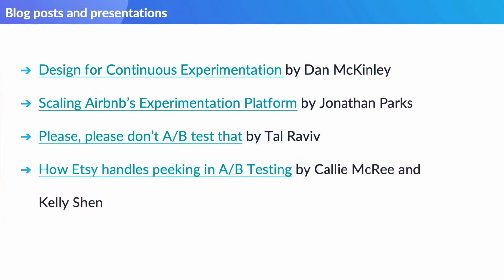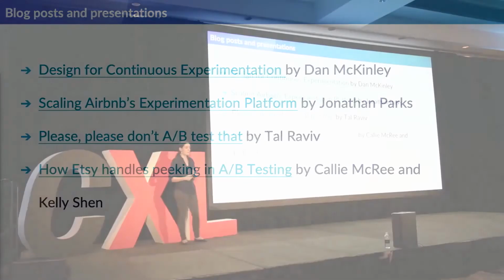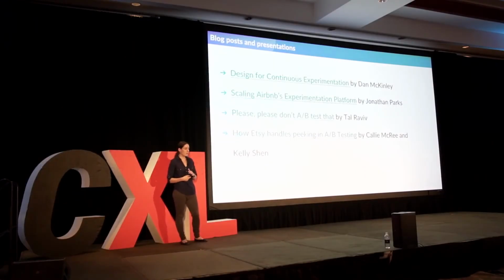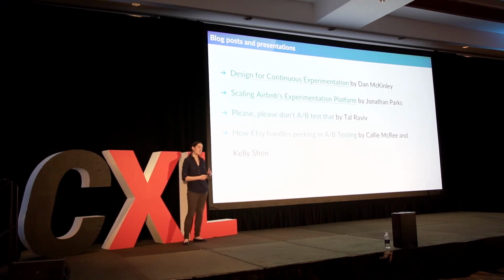Dan McKinley, who did the slides I showed you near the beginning about moving from long life cycles in 2008 to shorter cycles in 2015, has done some great presentations on experiments. There's a nice one from Jonathan Park on scaling Airbnb's platform. Maybe my favorite title is Please, Please Don't A/B Test That, about when is the appropriate time to use A/B tests. And finally, how Etsy handles peeking in A/B tests, exactly the problem Lizzie talked about.